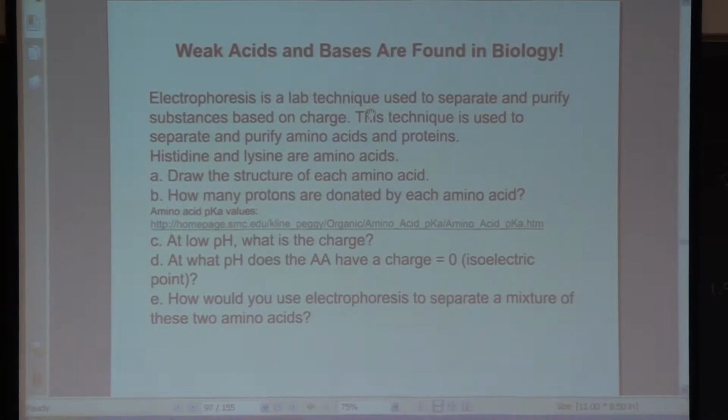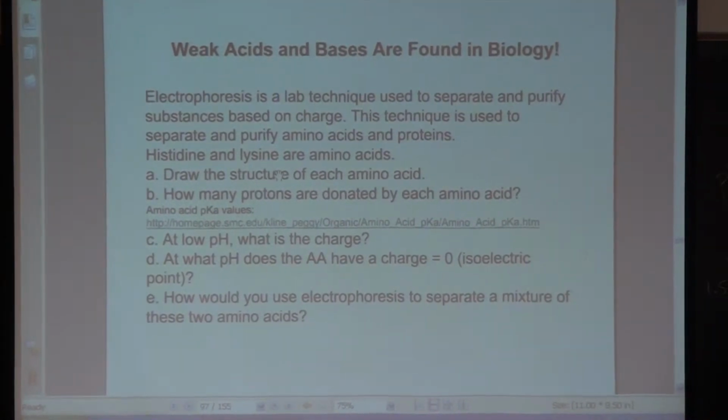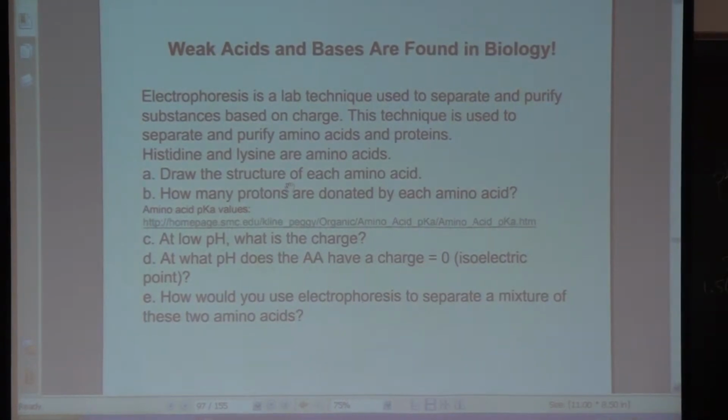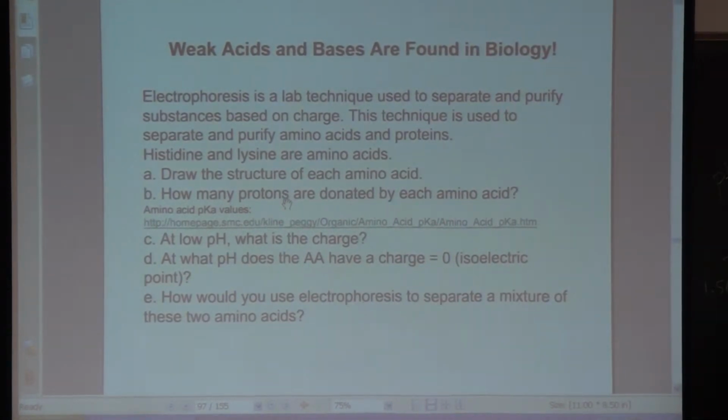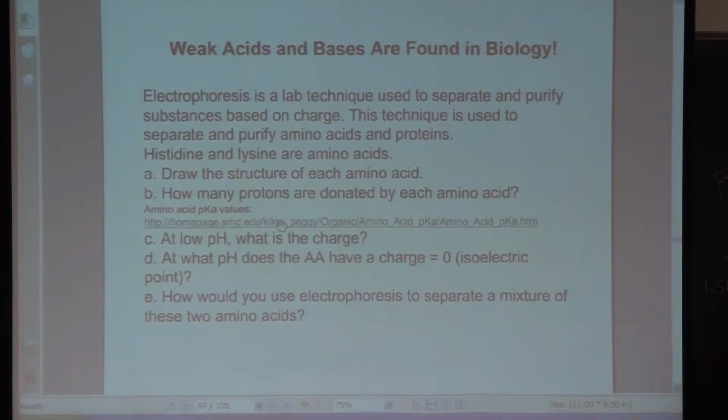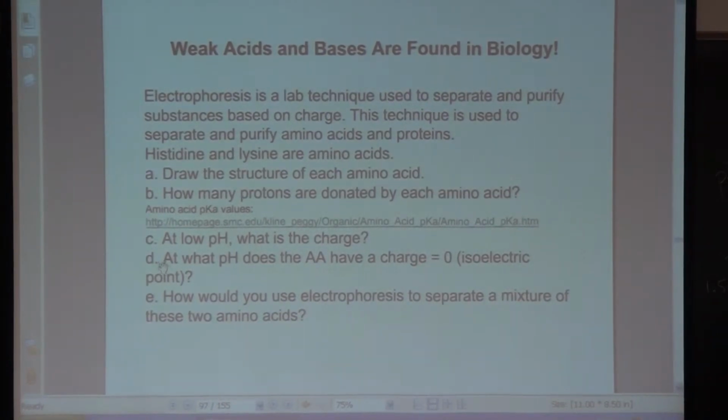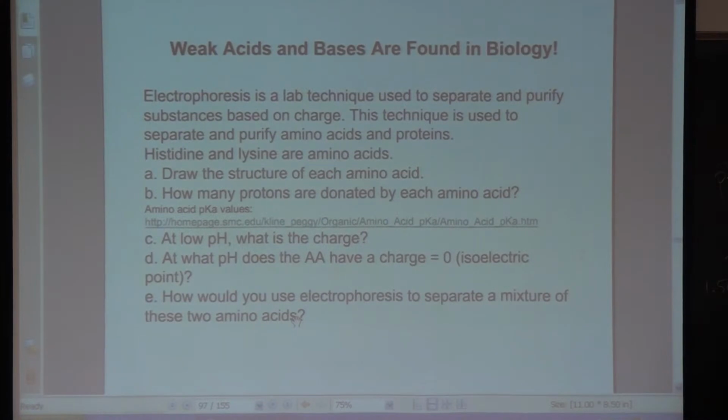Let's take a look at these two amino acids, histidine and lysine. What we'll do is draw the structure of each amino acid. We want to figure out how many protons are donated by each amino acid. We need to look up the pKa values of each of these amino acids. At low pH, what's the charge of each amino acid? At what pH does the amino acid have a charge equal to 0? That's called the isoelectric point. Based on this information, we can figure out the pH to set the solution at so that we can separate the histidine from the lysine in this electrophoresis experiment.